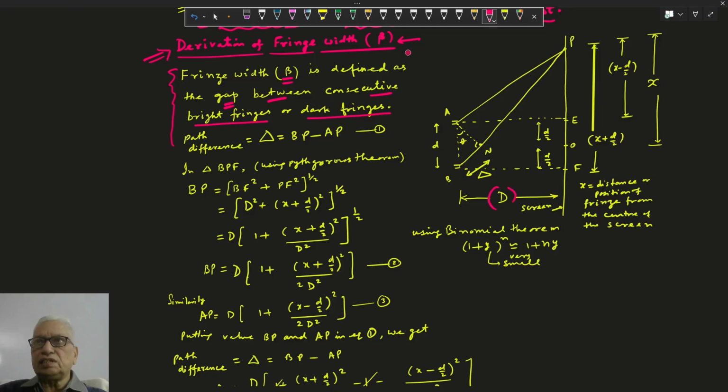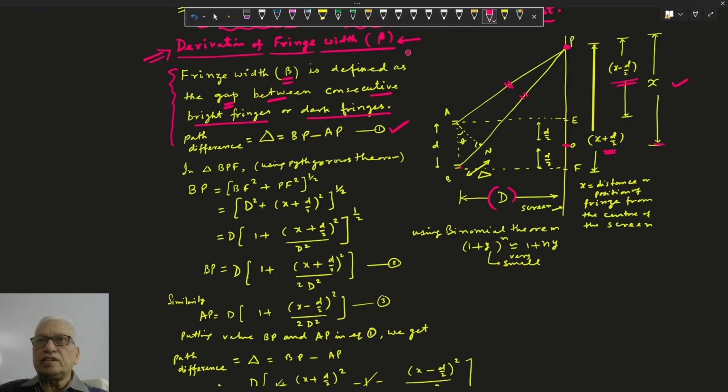So this is D, the center point on the screen, d by 2, d by 2. Let us say from the center, this is the x. X is the distance of a particular fringe at point P. So here the PF distance will be x plus d by 2. Similarly, the PE distance will be x minus d by 2. This is x plus. The path difference here is BP minus AP. If we subtract AP from BP, we get the path difference BN.